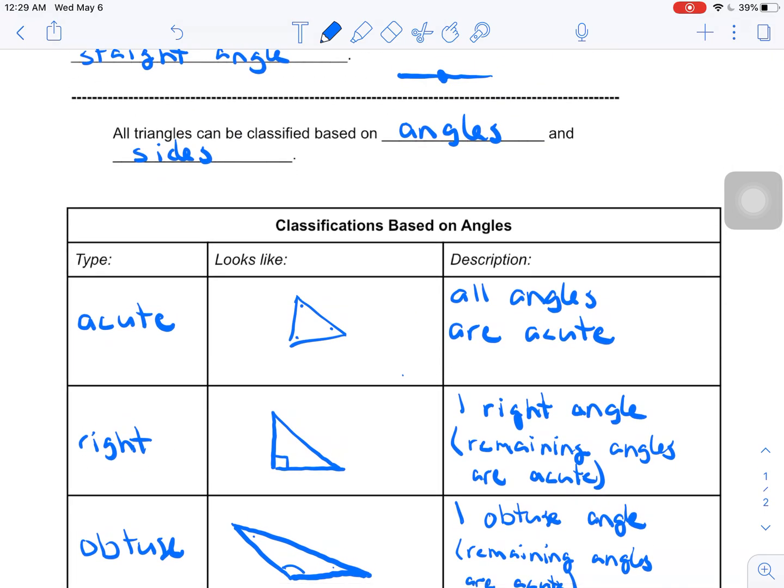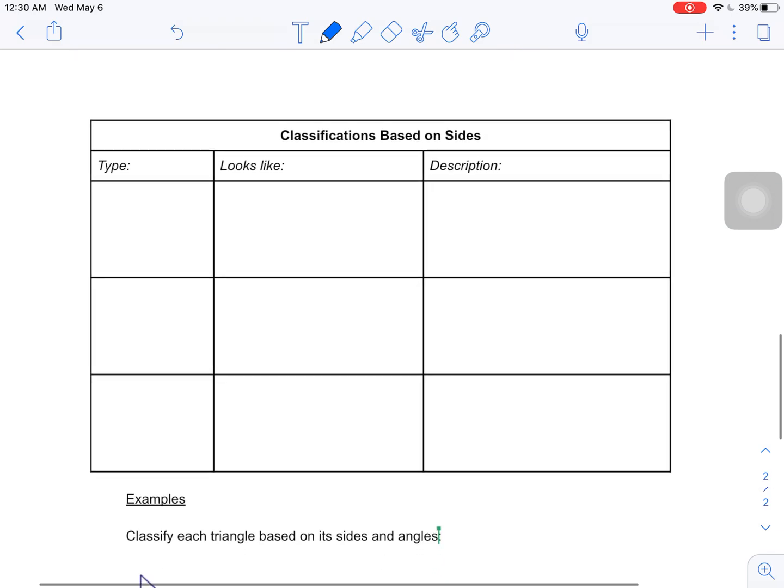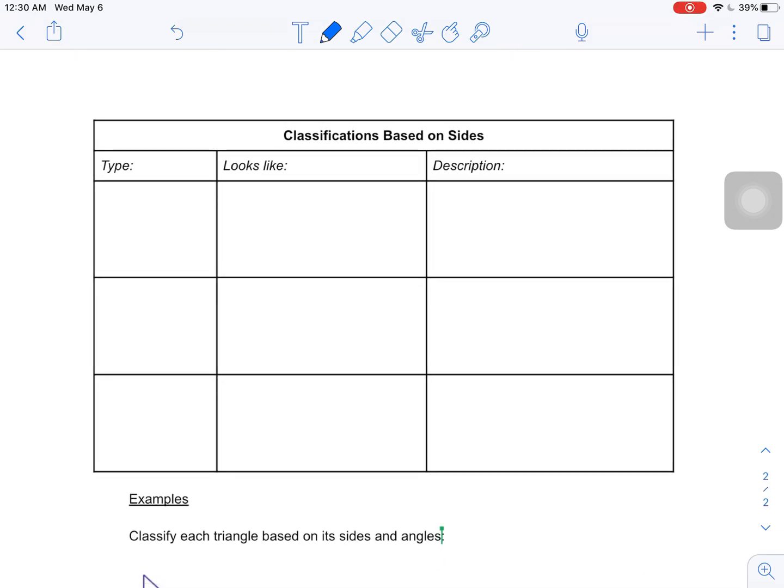Now, a minute ago, we said that all triangles can be classified based on their angles, but they can also be classified based on their sides. So the next thing we're going to look at is, if I'm looking at the sides instead of the angles, what are the different ways that I can classify a triangle? Because all triangles have two different classifications. The different ways you can classify based off of sides has to do with the lengths of the sides. This is probably one of the most classic triangles that you will see, and it is a triangle where all three sides are the same length.